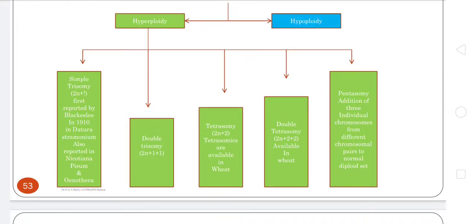And the last type is called pentasomy. Penta means 5. That is the addition of 3 individual chromosomes to the normal diploid set. Again, trisomy means 2n plus 1, a single chromosome is added. Tetrasomy means 2 chromosomes are added. And pentasomy means 2n plus 3. So that's all about hyperploidy.